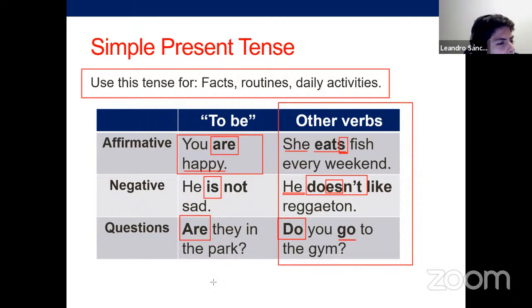My sister doesn't do or doesn't make exercise. Do you do exercise? Okay. Doesn't do exercise. Very well. That's one. One more, please. Also negative.